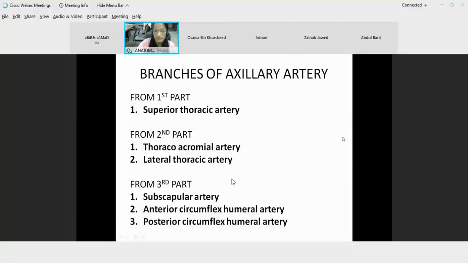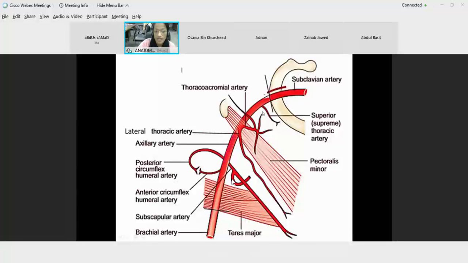Okay. Then branches, we have totally 6 branches. 1 branch from the first part, 2 branches from the second part, and 3 branches from the third part. From the first part, we have superior thoracic artery, which is arising near the subclavius, and it is supplying pectoral muscles and medial wall of the axilla. From the second part, 2 branches.